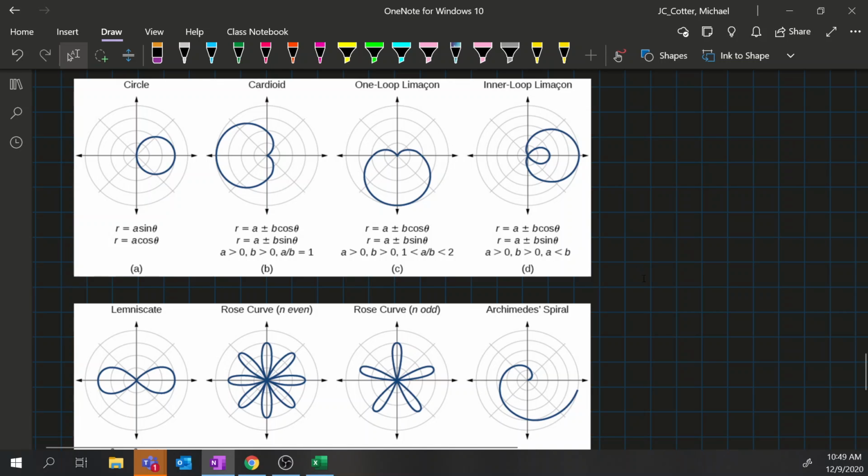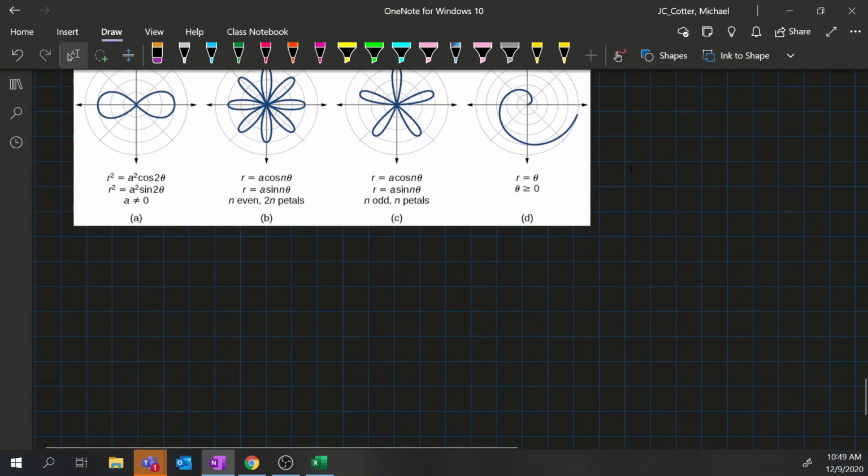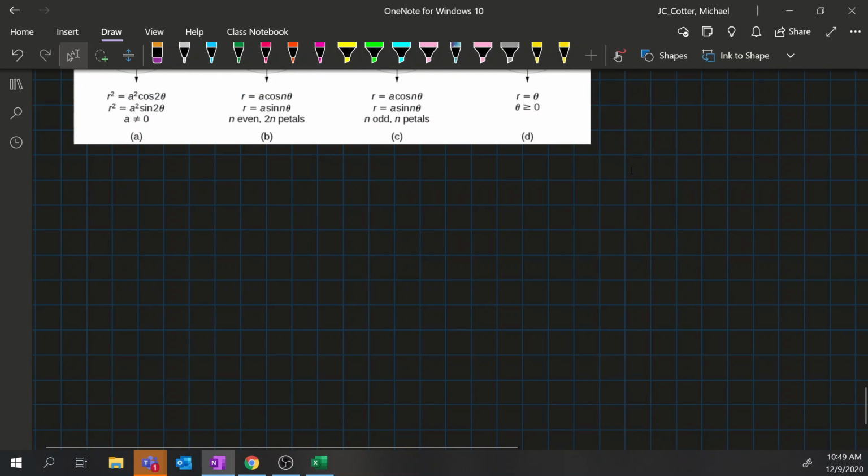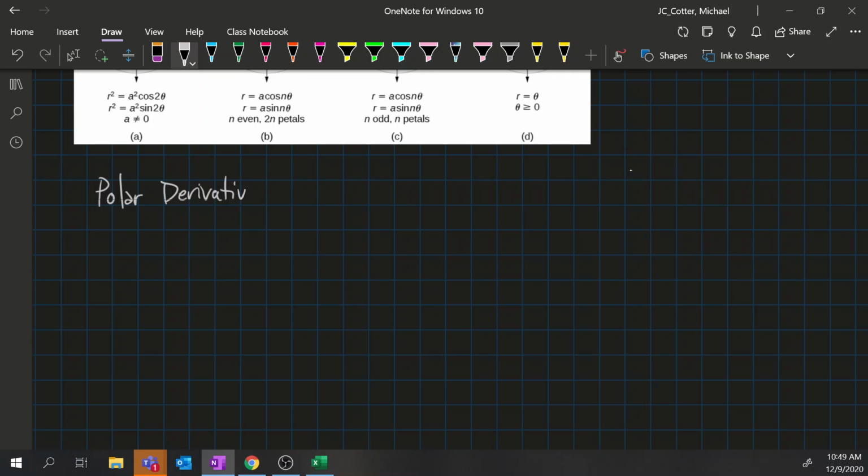Now, you're probably asking yourself, whoa, that's a lot. What do I actually have to be able to do? And it is way simpler than you might think. So let's scroll down here. So we're going to call this polar derivatives. So you'll be given an equation, r as a function of theta.